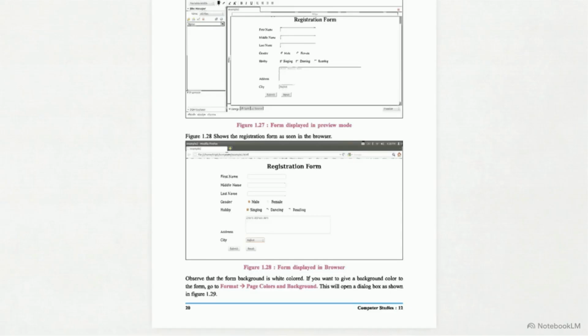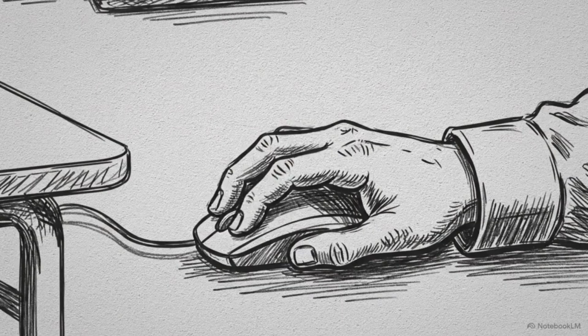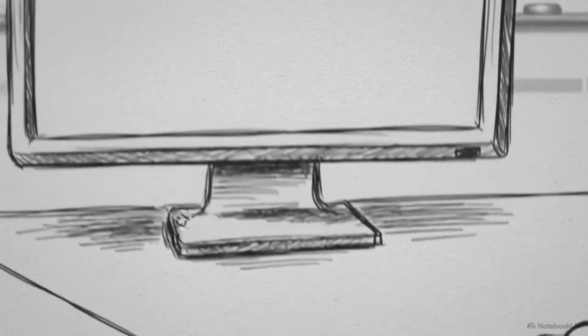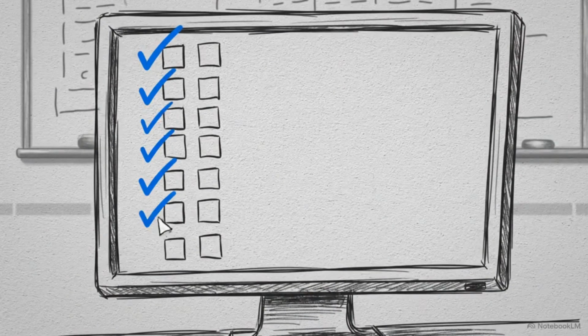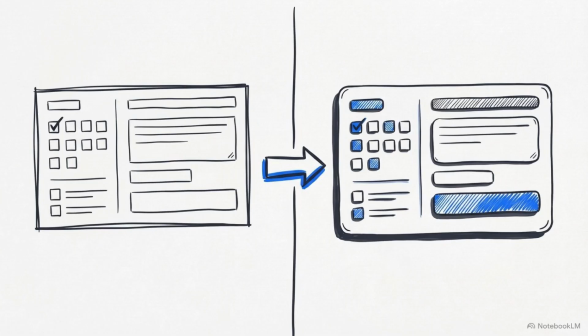Now interact with it. Click multiple hobby checkboxes, type a few lines into the address text area, and click the City drop-down menu. If everything behaves as expected, your code is solid. Successfully interacting with the form in a live browser confirms that KompoZer has accurately translated your visual design into functional web code. We have the mechanics down. In our next lesson, we will apply background colors and aesthetic design to complete the project.